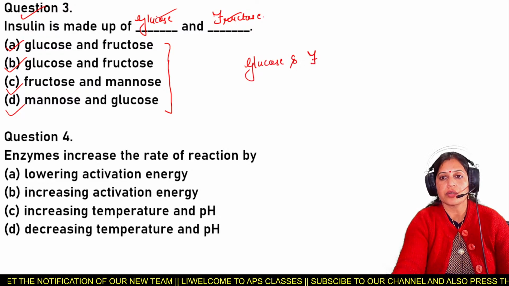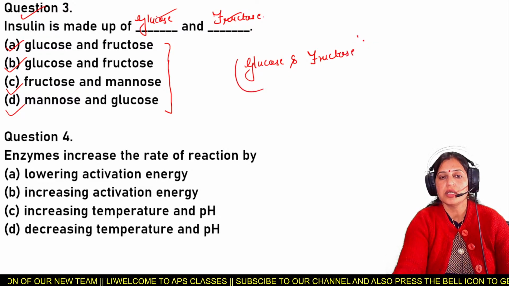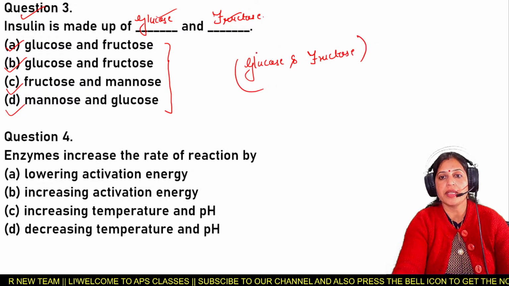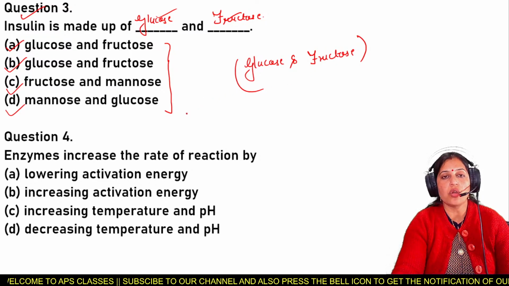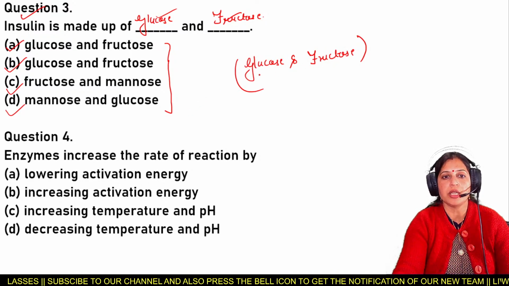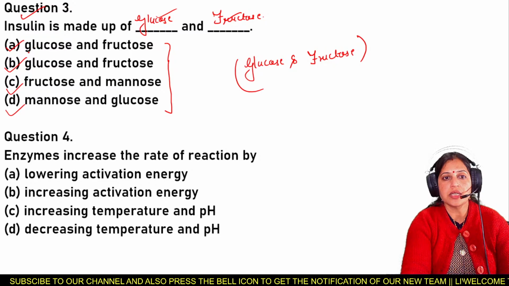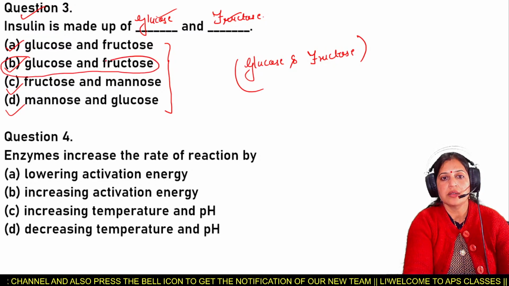Glucose and fructose. These are the two sugars that inulin is made up of. Not fructose and mannose, and not mannose and glucose, but only glucose and fructose. So this is the right answer: glucose and fructose.